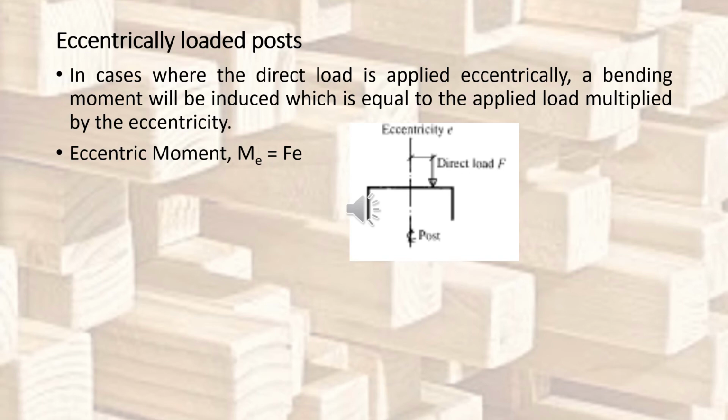Now, eccentrically loaded post. It may happen that a situation occurs when the direct load is applied eccentrically. So in those cases, when the applied load and the center of the post are not in line, an eccentricity is going to occur. Due to that, a bending moment will be induced, which is equal to the applied load multiplied by the eccentricity. Right? So the moment as per the diagram is equal to capital F multiplied by eccentricity E.